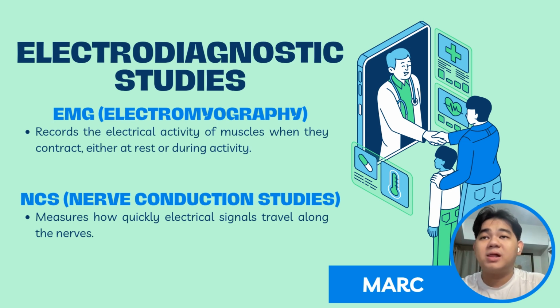Let's talk about electrodiagnostic studies. This encompasses a lot of different tests. These include EMG or electromyography, which records the electrical activity of muscles when they contract either at rest or during activity. Next is the NCS or nerve conduction studies. It measures how quickly electrical signals travel along the nerves.